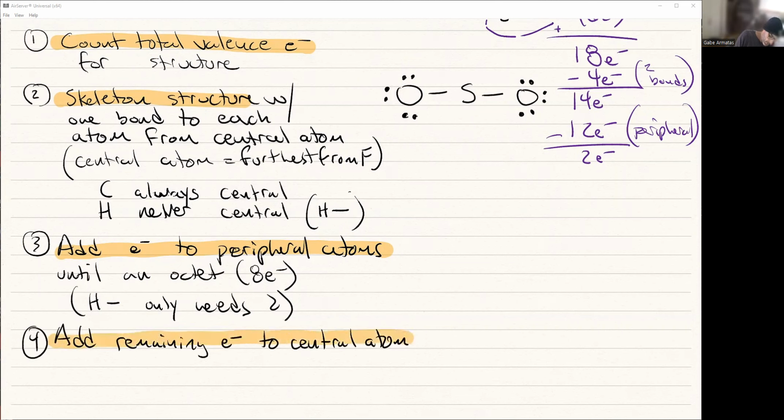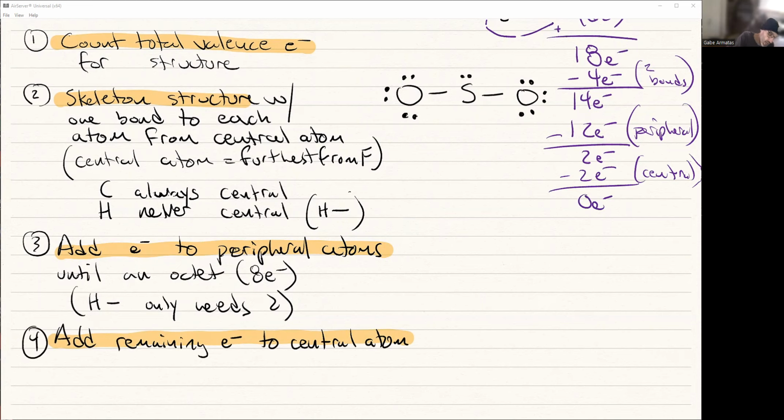Add remaining electrons to the central atom. There we go. I've got 2 electrons left. There they are. Minus 2 electrons. This is the central atom. And I have no electrons left. This is a situation we want to be in. We don't want any electrons left.